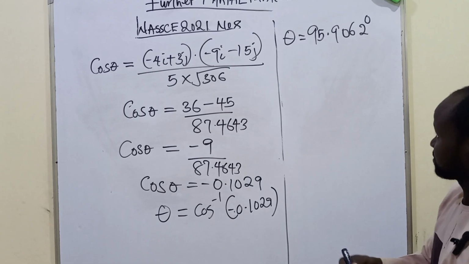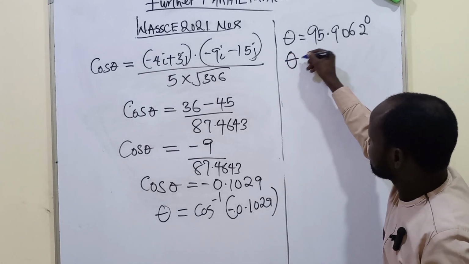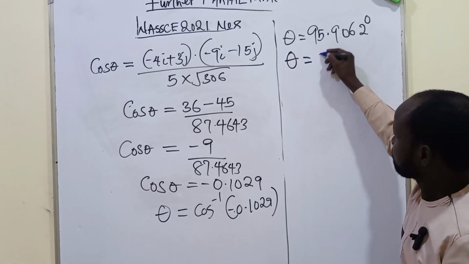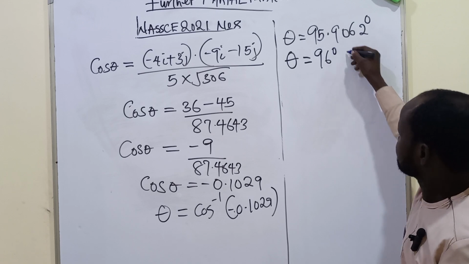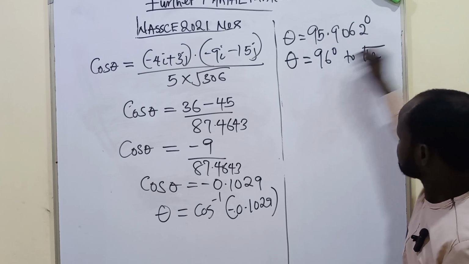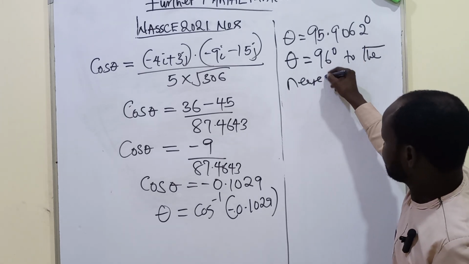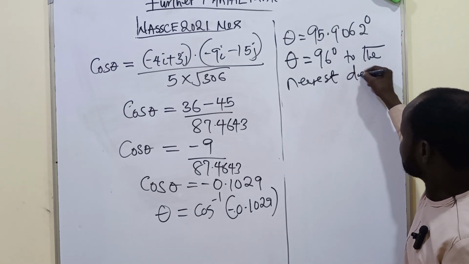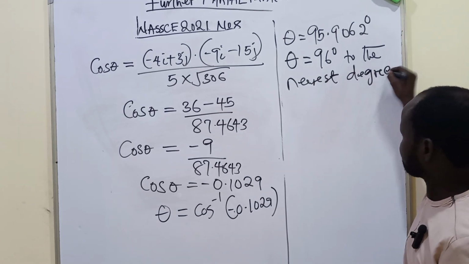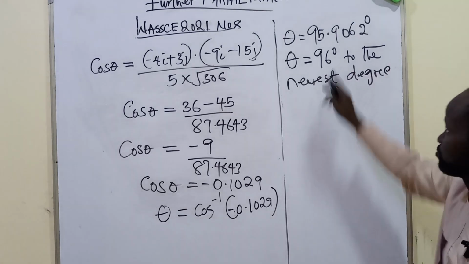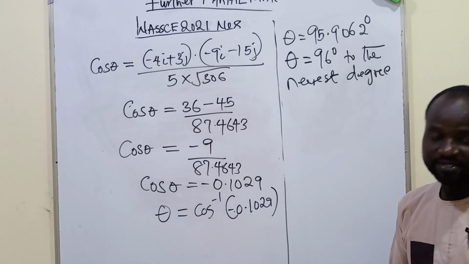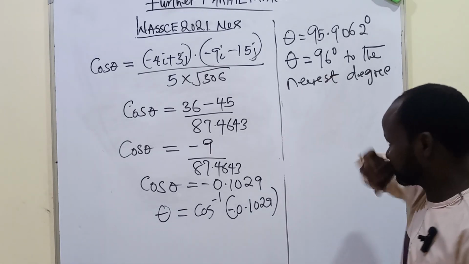The question says we have to leave our answer to the nearest degree. To the nearest degree, theta will be equal to, we approximate this, 96 degrees. So this will be the angle between the two vectors, vector A and vector B. The angle is 96 degrees. So this is the solution to this question.